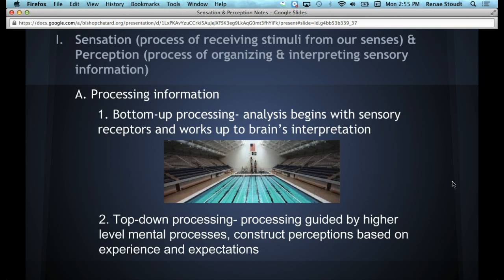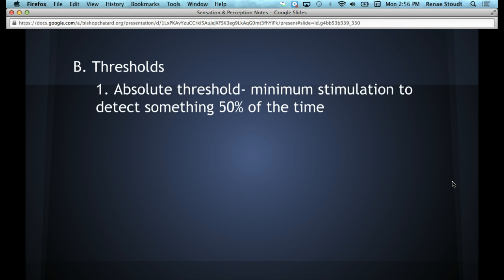All right. So now, when we look at this, we can also talk about thresholds, as far as what you can interpret. So the first threshold, the biggest thing, is absolute threshold, and this is what you can detect. Okay, stimulation you can detect 50% of the time. So this means that you can pick up on this half of the time.